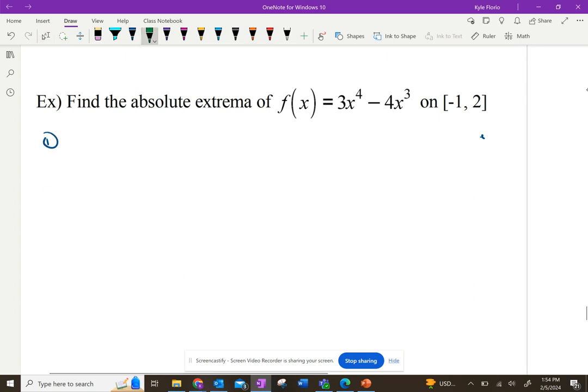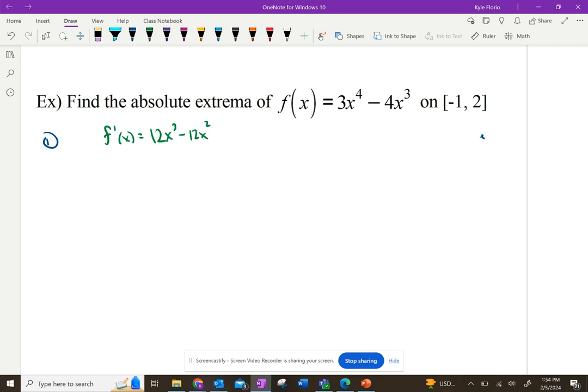So we need to find the derivative of the function and find out where that is 0 or does not exist. So the derivative, we get 12x cubed minus 12x squared. Now the derivative is a cubic function, so the derivative exists everywhere. There's not going to be any place where the derivative does not exist, because cubic functions are continuous everywhere. But I can find out where the derivative equals 0.